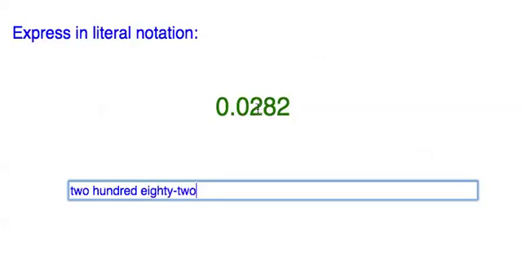So 282. We cover up the 0 before the decimal and any leading zeros before the number, and then we read the number out loud. 282, and then we read the last decimal place. Tenths, hundredths, thousandths, 10,000ths. And that's it.